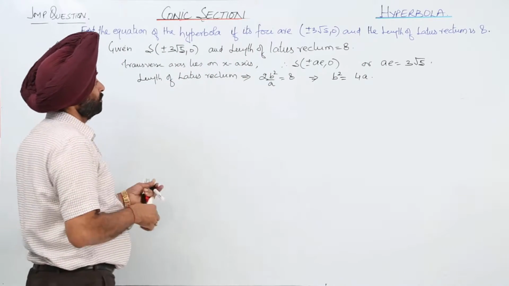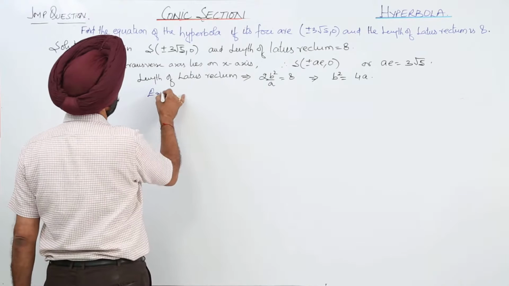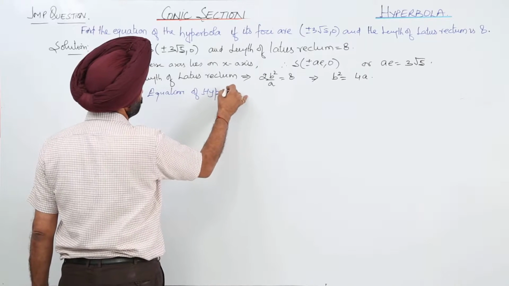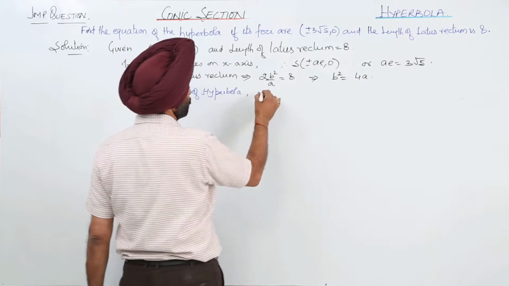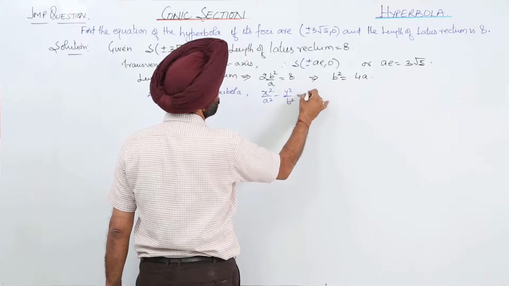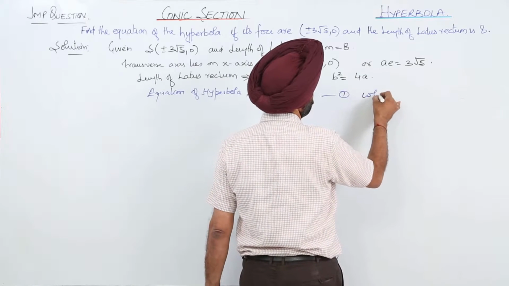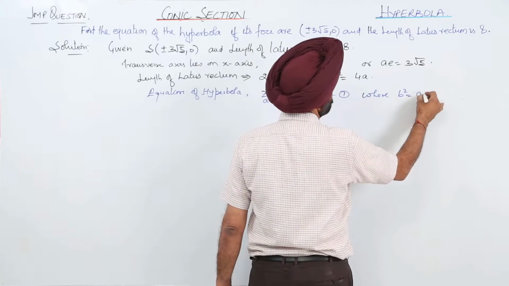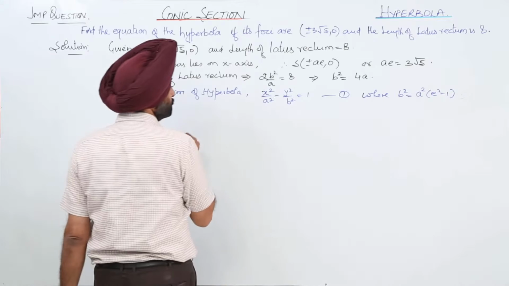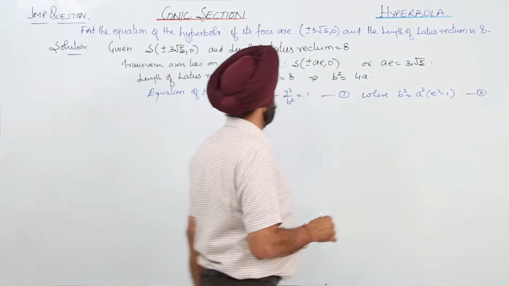Now, the equation of the hyperbola becomes x square upon a square minus y square upon b square is equal to 1, equation 1, where b square is equal to a square e square minus 1. Let this be 2.